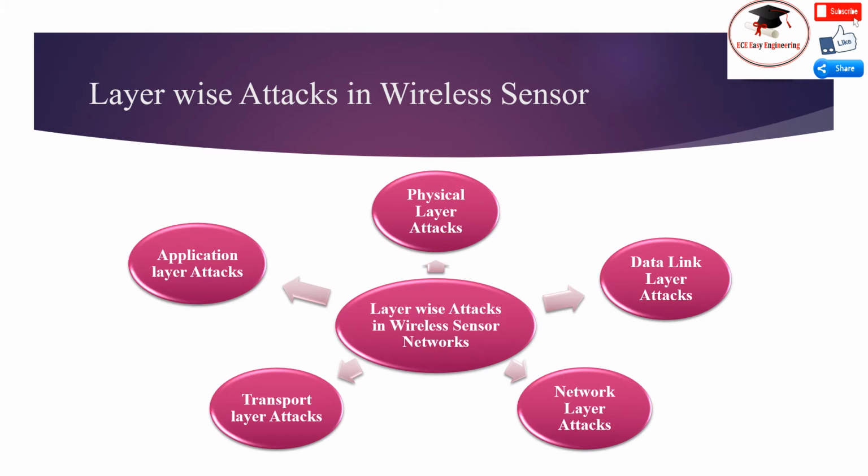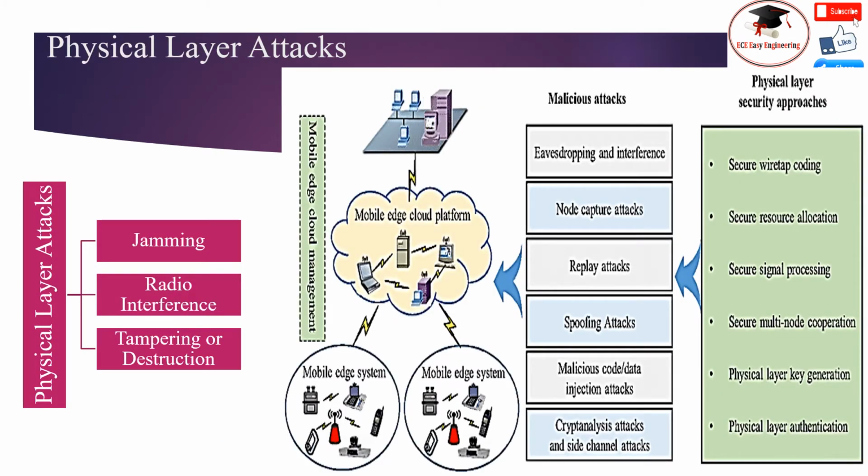Layer-wise attacks in WSN. This discusses the wireless sensor network layer-wise attacks. Physical layer attacks. Jamming. This is one of the denial of service attacks in which the adversary attempts to disrupt the operation of the network by broadcasting a high energy signal.